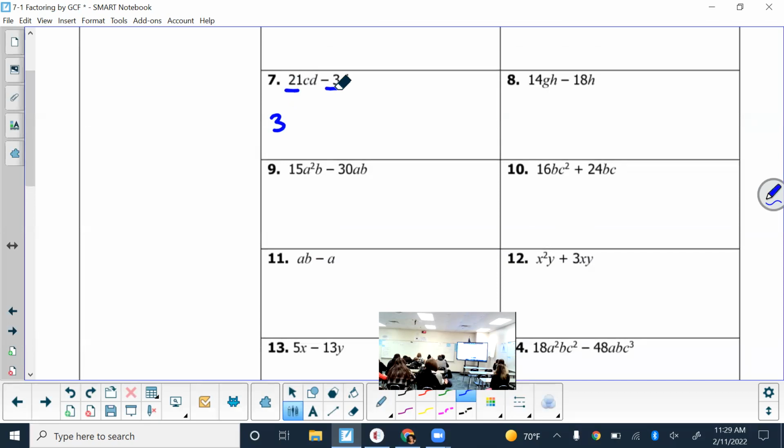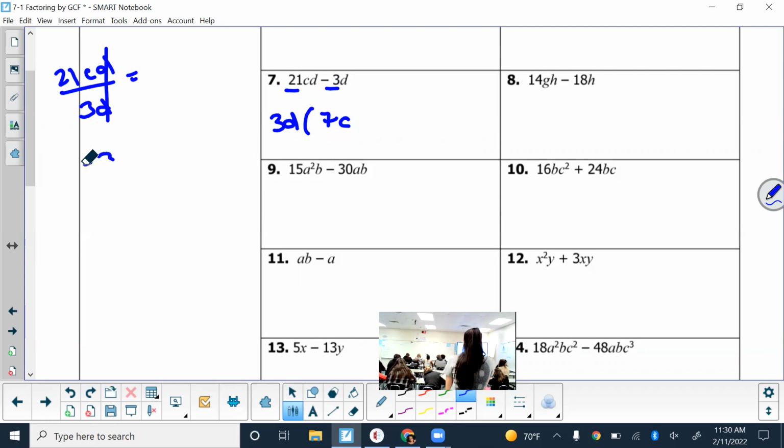Can I take a C out of both terms? Can I take a D out of both terms? So then my GCF is 3D. Questions there? All right, what we get on the inside of the parentheses is what we get from dividing. So 21CD divided by 3D, the GCF. What's 21 divided by 3? 7. And C divided by 1, technically, C. And D divided by D cancels out. So I just get 7C from dividing by the GCF.